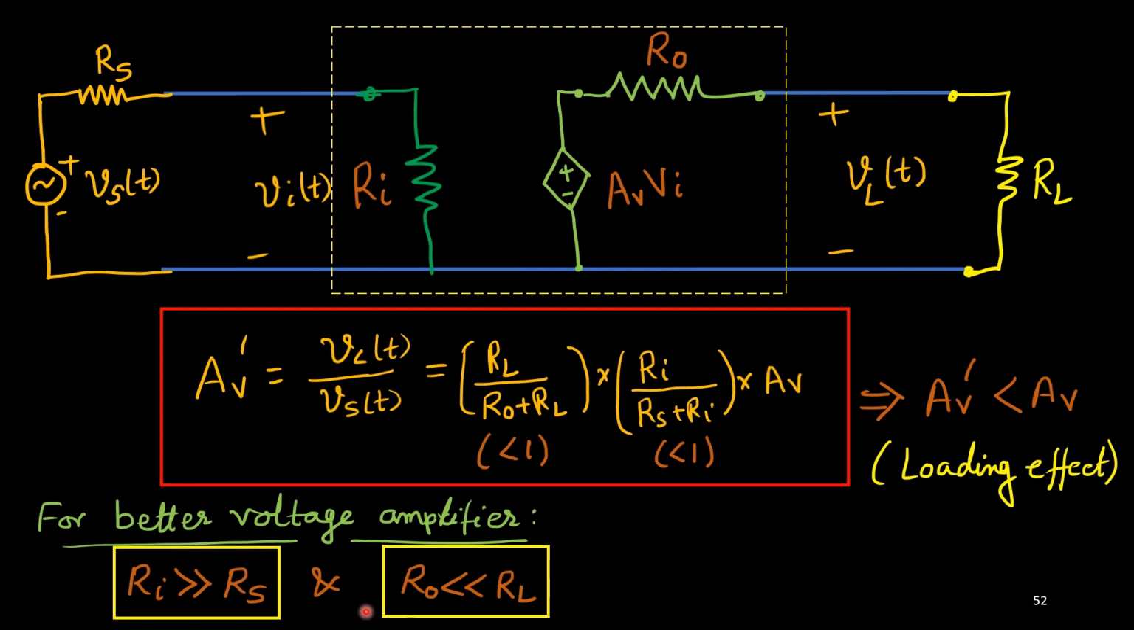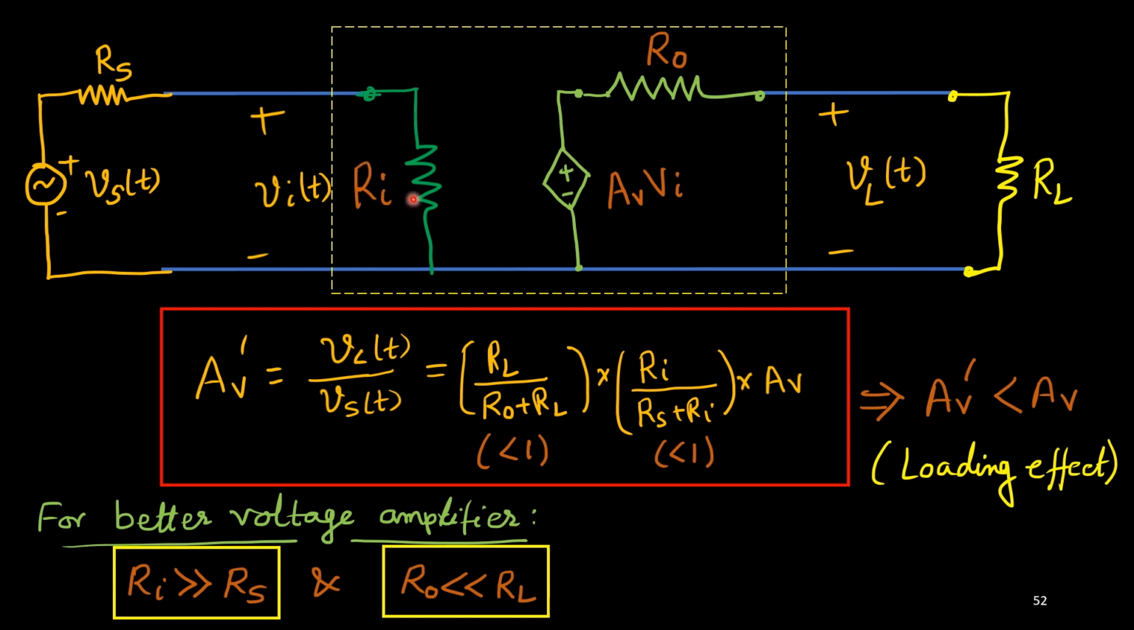Okay. So Ri should be very large compared to Rs, then only maximum voltage will appear across this Ri. That voltage will be amplified further. Similarly, this voltage will be available at the output end if R0 is low, because if R0 is large, more drop will be across R0. Then we will get less voltage across the load. So to get maximum voltage across the load, this R0 should be very small compared to RL.